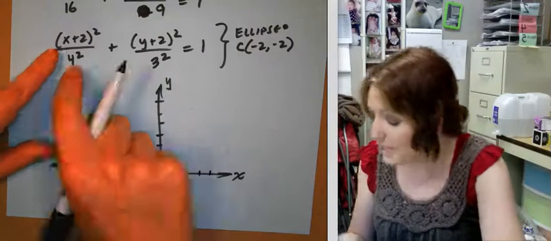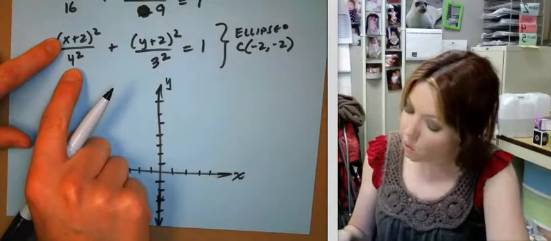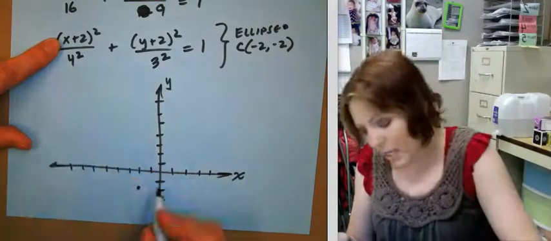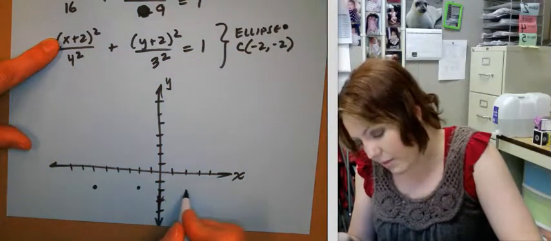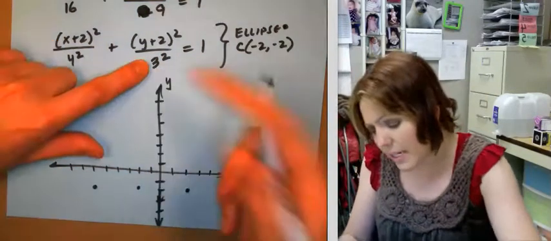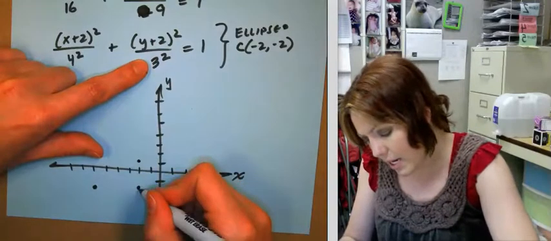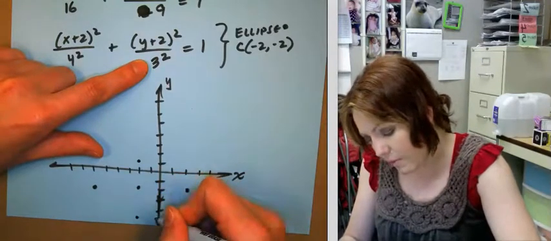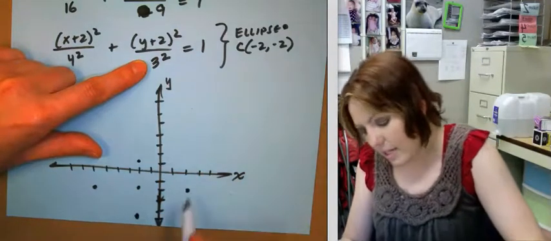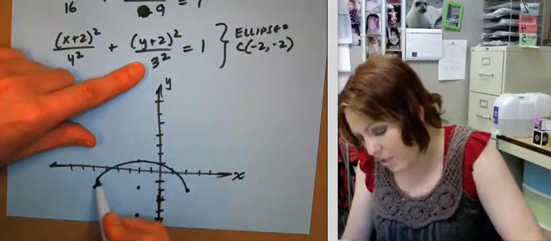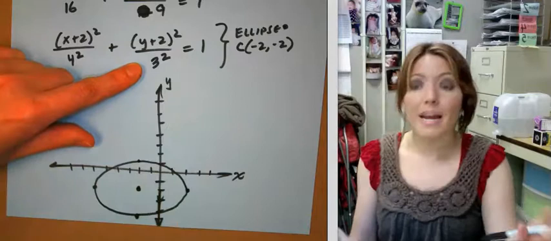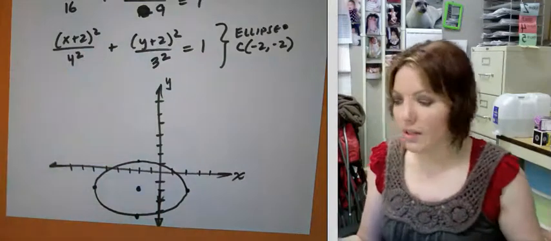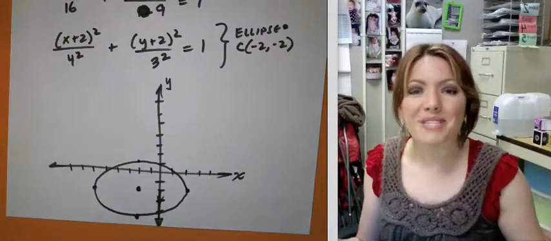Okay, so like we said, because 4 is directly under x, we can go left 1, 2, 3, 4 and right 1, 2, 3, 4. Because 3 is directly under y, we go up 3 and down 3. And we connect these with the best oval or ellipse that we can. All right? And again, fortunately, you have some really nicely constructed graphs to choose from.